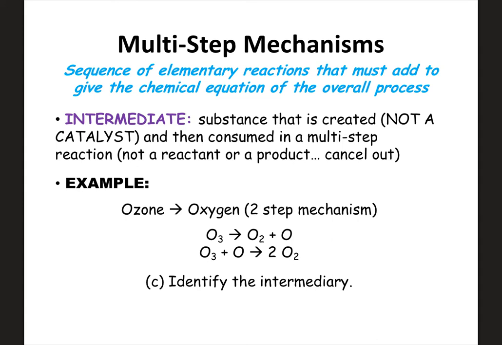So that's very important. We saw when we did the overall reaction here, we canceled out the O. It wasn't there in the beginning, so it was formed, and then it was used up. So the intermediary here would be the O. All right, so very important to understand the difference between an intermediate and a catalyst in these mechanisms.